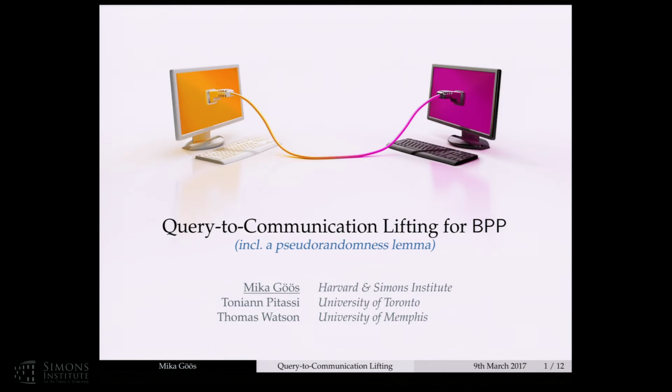Talks about query to communication lifting for BPP and one pseudorandomness level.